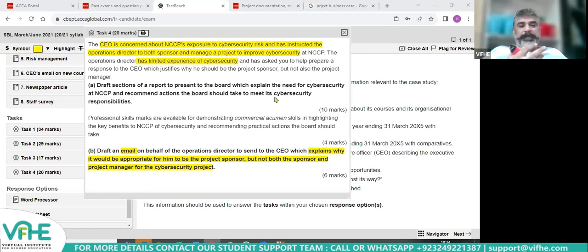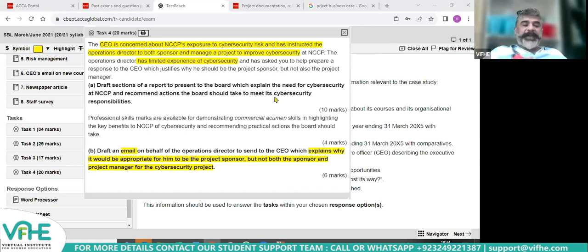There will be a conflict of interest. There is a problem of segregation. No, don't talk about fraud. There is no segregation of duty. There could be a conflict of interest because the role of sponsor is to monitor the project manager and the team. But if he's the same person, then there is no monitoring.